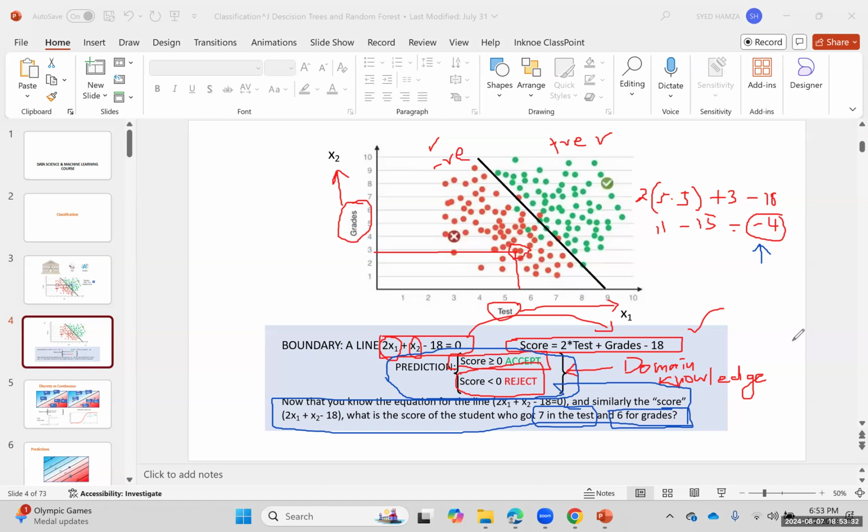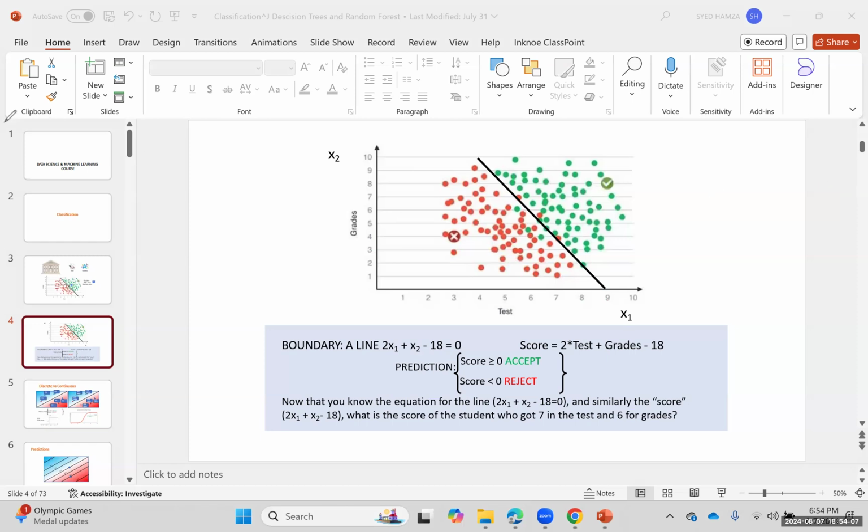Yeah, that's it. 2, I think. Yeah, 2. 7 times 2 plus 6. Yeah, excellent. 20 minus 18 is 2. So if the score is 2, that means it's going to be in the positive class. So if you do 7 and 6, we're talking about this data point somewhere here, and it's already in the positive class. It means the model has predicted it correctly. And if you do it manually, mathematically, it turns out to be the same answer. So you can say yes, that is a good prediction for this value.